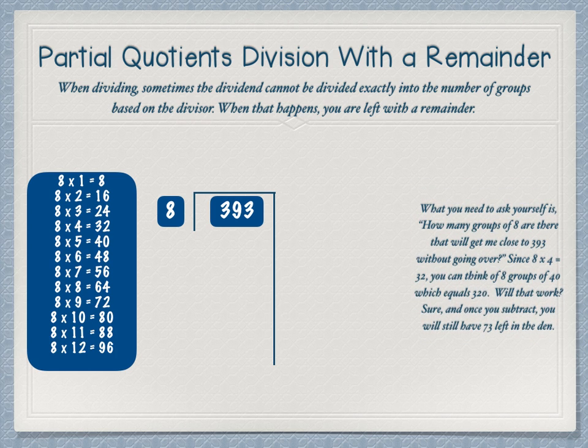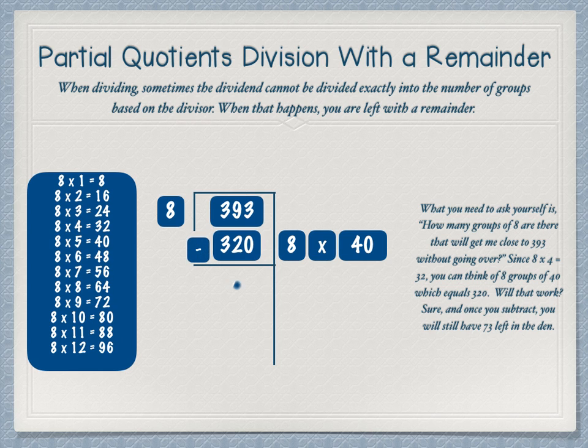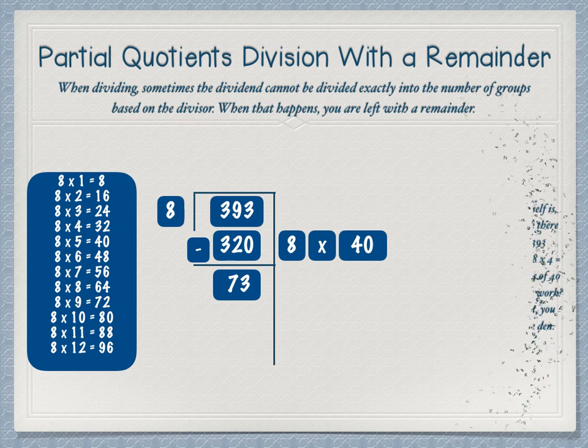What you need to ask yourself is how many groups of 8 are there that will get me close to 393 without going over? Well, since 8 times 4 equals 32, you can think of 8 groups of 40, which equals 320. And ask yourself, will that work? Sure, because once you subtract, you can see that you're still left with 73 in the den.